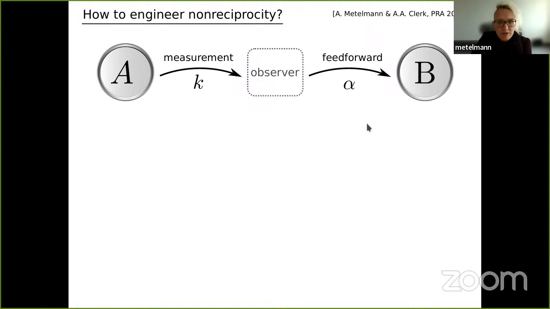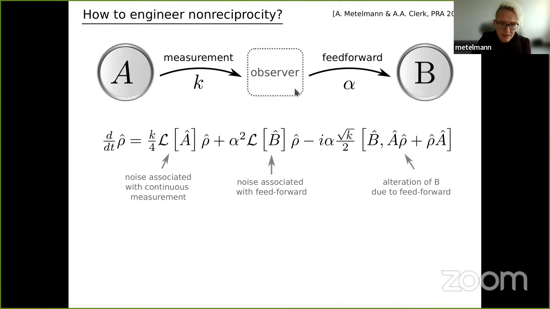And we can model such a process straightforwardly by a master equation. You can start with the conditioned master equation and work your way up to the unconditioned one. And this is what we obtain. Perhaps some of you have already seen this master equation. This is the feedback master equation, but it also describes feed forward. And here we have this density matrix, which describes the dynamics of A and B.